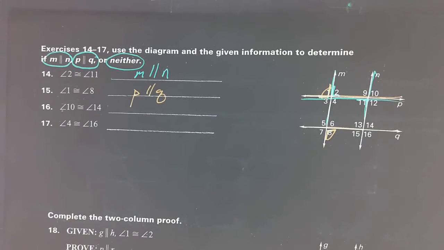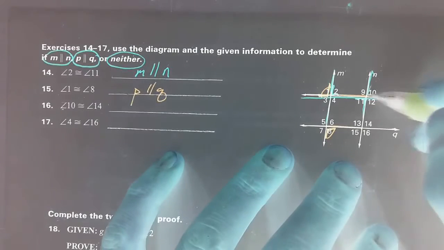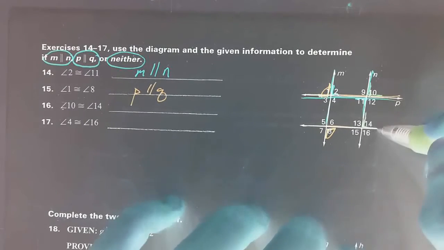Good. Number 16 says 10 and 14. What kind of special pair angles do we have over here, 10 and 14? Those are corresponding. What's the transversal?